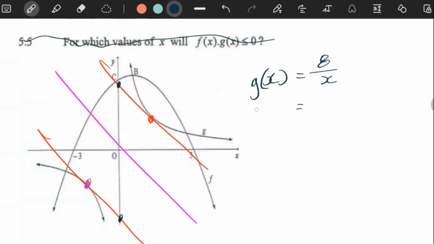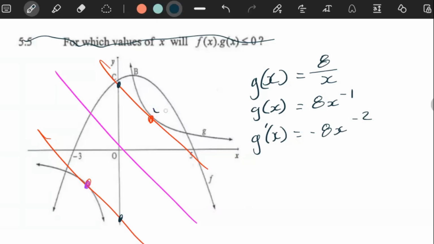Differentiating g of x is quite simple. We just have to change the format of g of x first. You see, we took the x upwards, so the exponent is negative 1. Having done that, we can differentiate g of x. Negative 2 multiplied by the 8 is negative 8. Then you remove 1 from the exponent. So this is the gradient equation of g of x.